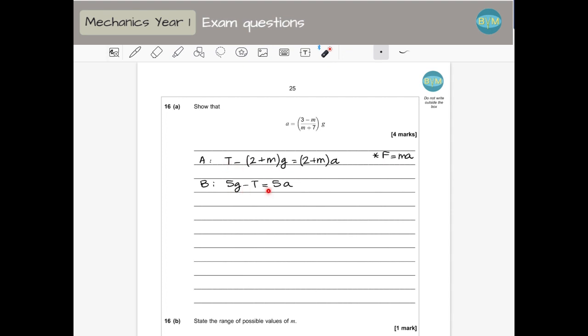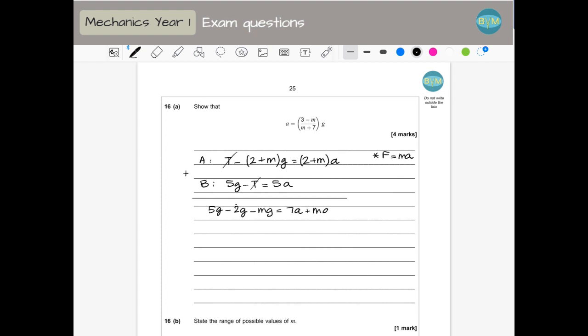So here I have two equations with two unknowns, a and T, and I need a, so I'm going to eliminate T. To eliminate T, I can just add the equations, because I have one T and one minus T that are going to cancel. Then I have 5g minus 2g, expanding this bracket, minus mg, which is going to equal this plus this, so 2a plus 5a is 7a, plus ma.